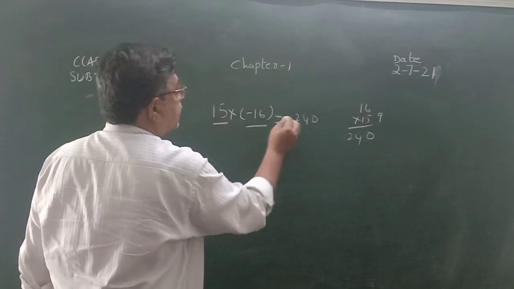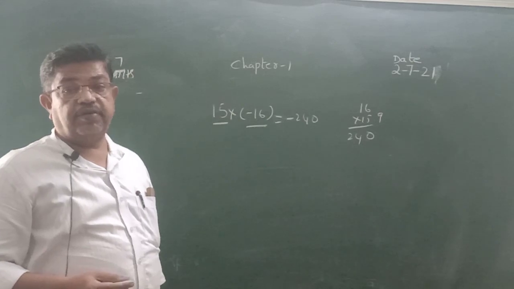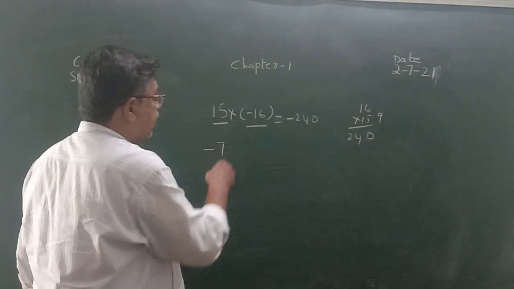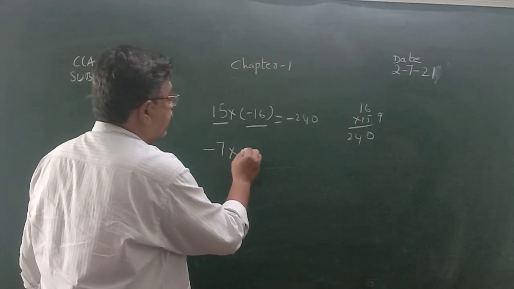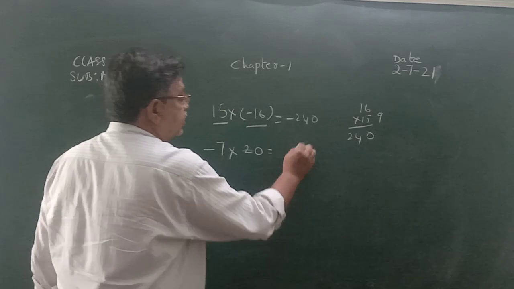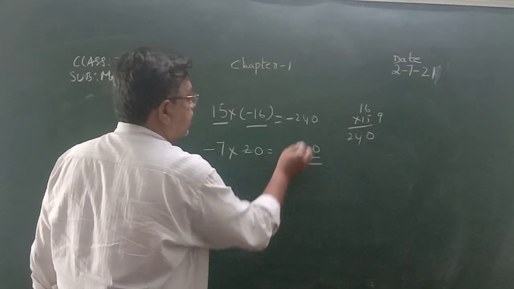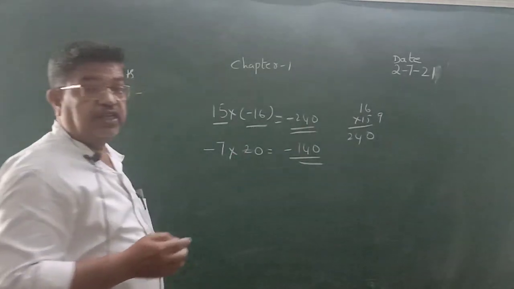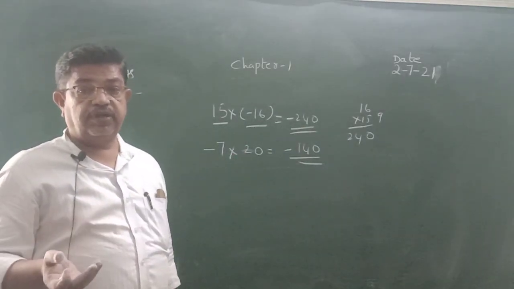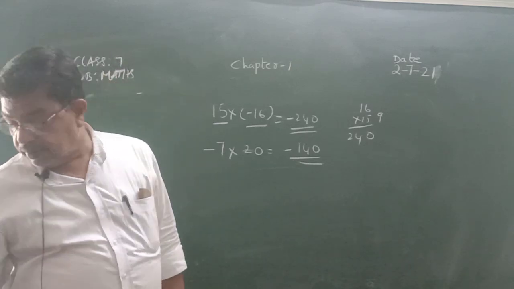It is plus into minus, you got minus. So when a positive integer is multiplied by a negative integer, the product is negative. Now I am taking a negative integer which is multiplied by a positive integer. 7 into 20 is 140. Minus into plus is minus. The product is negative. So when one integer is positive and the other is negative, the product is always negative.